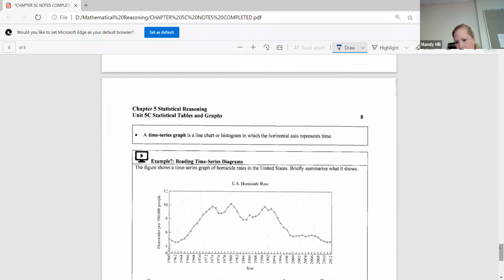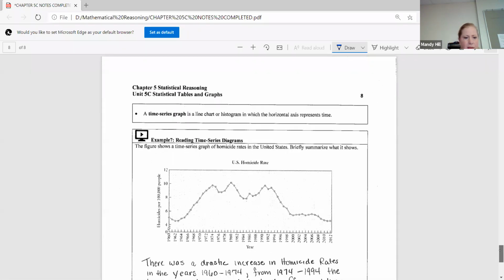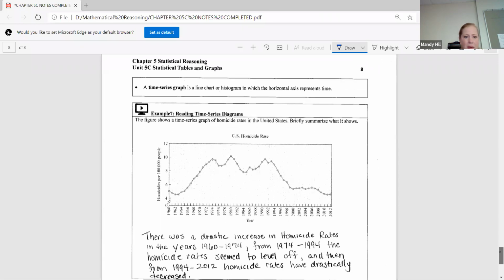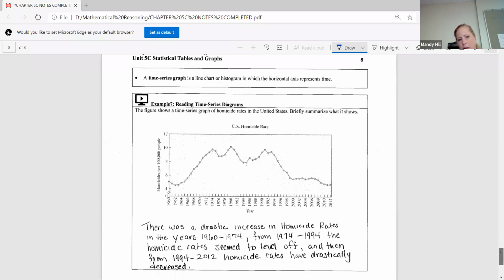Our very last thing that we're looking at today is example 7, and this is just asking us to make some kind of statement. It says to briefly summarize what's shown. So we're not wanting a lot of detail, but if I were to look at this graph, I see this is talking about U.S. homicide rates. It's important that I know what I'm talking about. This is homicides per 100,000 people. My graph's labeled 4, 6, 8, 10, 12.